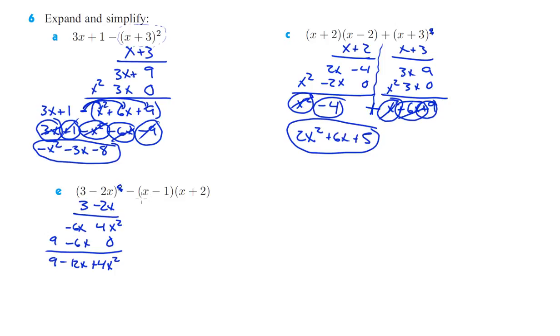And then we have subtract these things over here. So I'm going to just do x minus 1. Okay, and then negative 1 times 2 is negative 2. Negative 1 times x is negative x. x times 2 is 2x. x times x is x squared. So then I add those all together and I get x squared plus x minus 2.